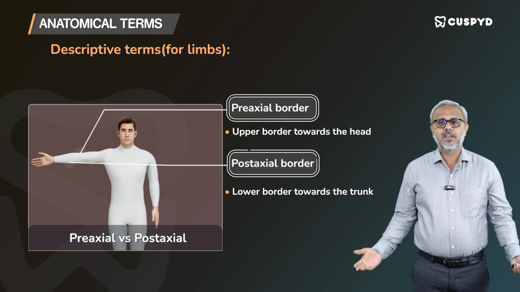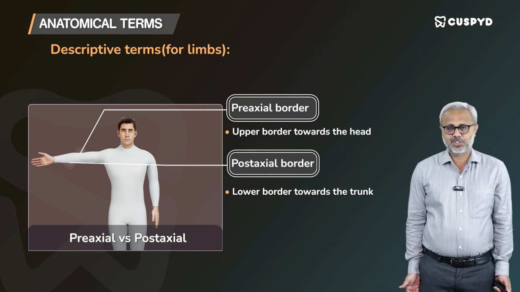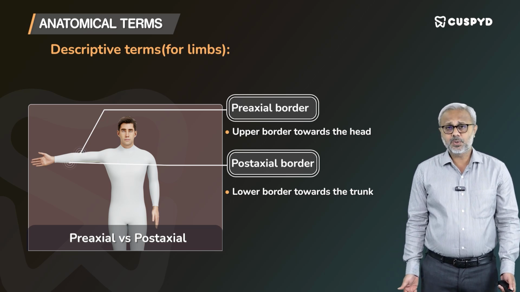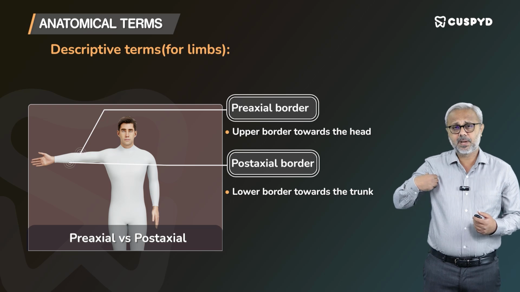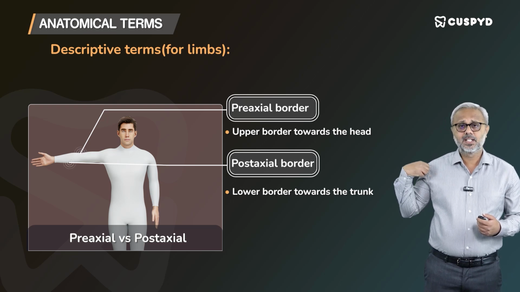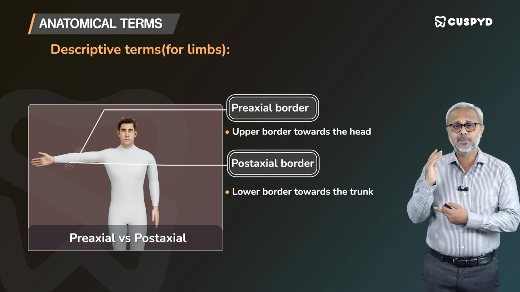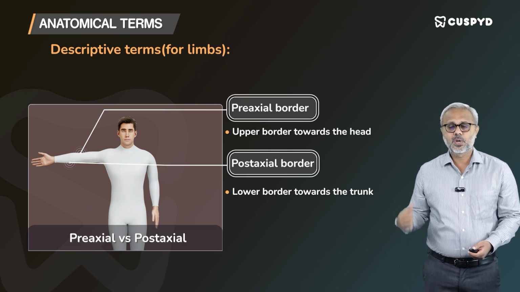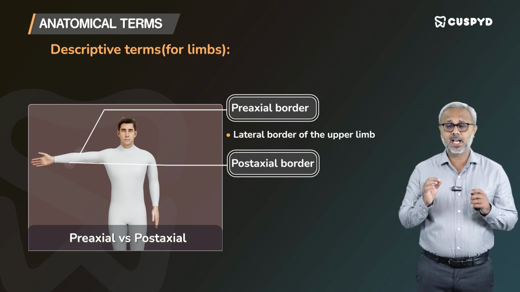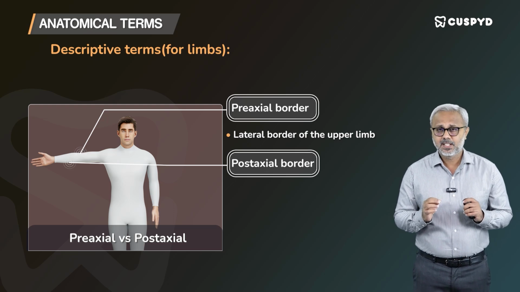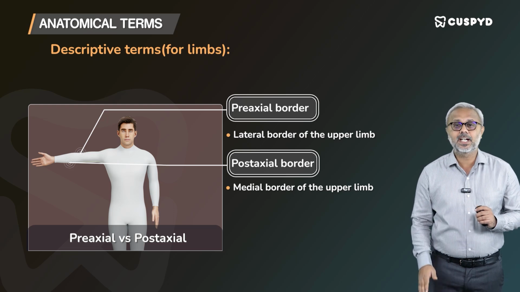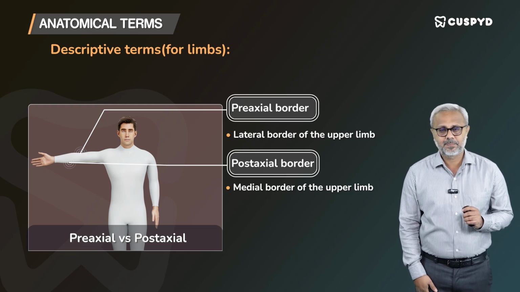For example, if I stand in anatomical position, right? I want to identify the preaxial border and the postaxial border. Now, how do I do it? If I abduct my upper limb or abduct my arm, the radial border or the lateral border is close to the head, right? Whereas the medial border or the ulnar border is close to the trunk. So the lateral border of the upper limb is called the preaxial border, whereas the medial border is called the postaxial border. Remember, this again gets reversed for your lower limb, right?